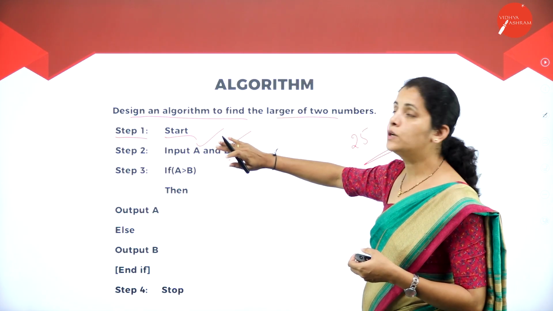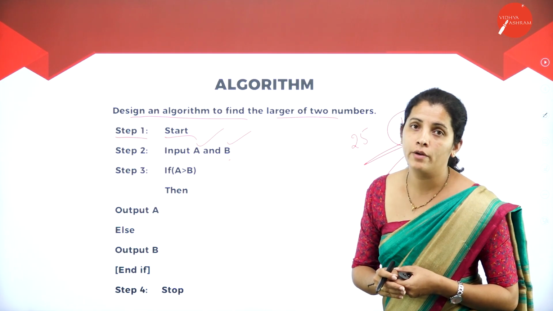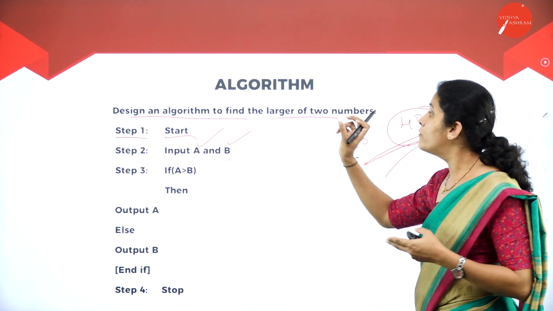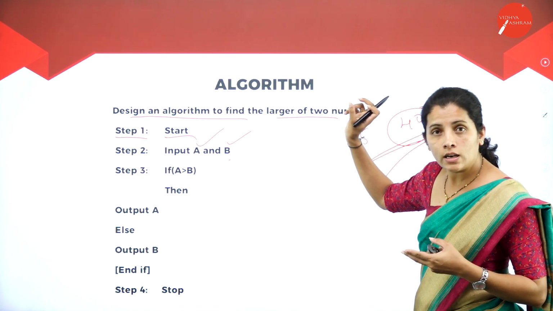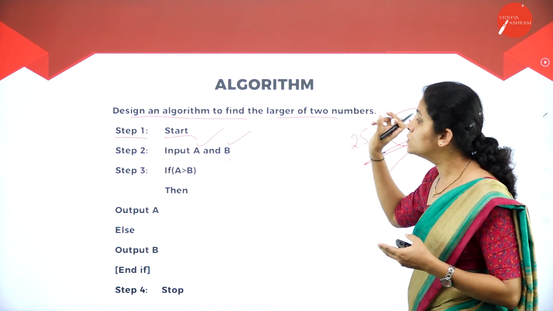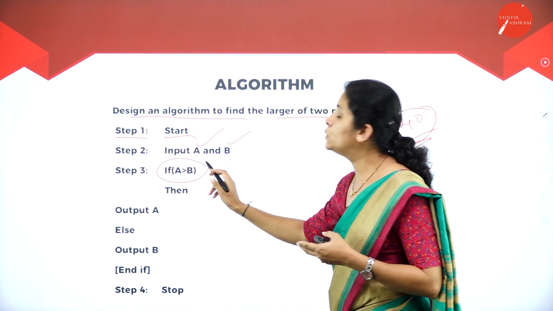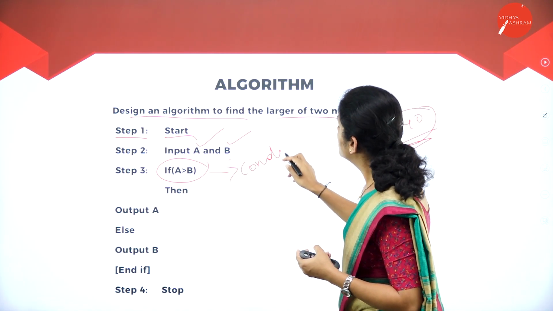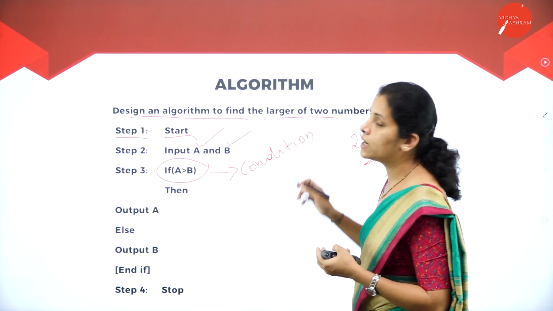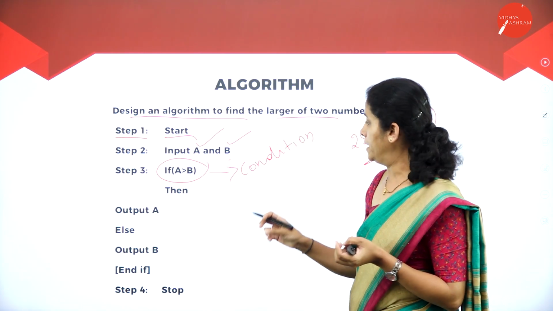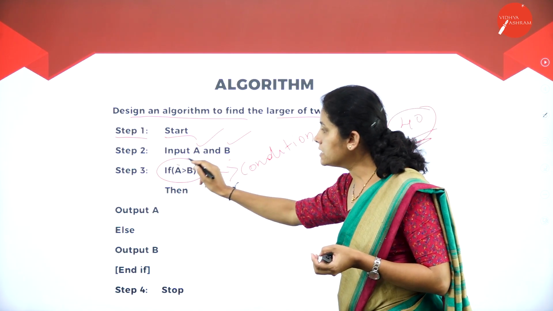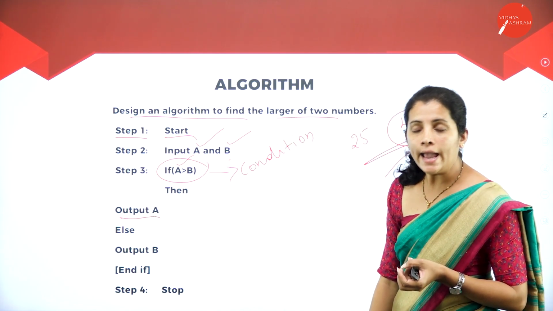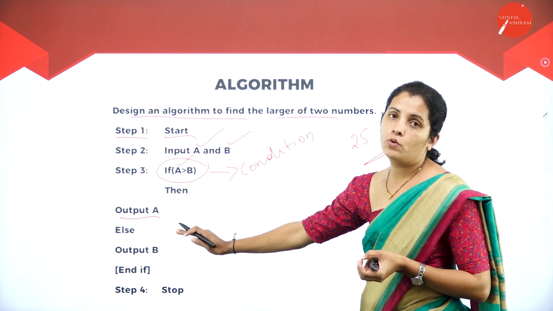Now after reading two input, what I want to perform? I want to compare both the values, because I want to find the largest or larger of two numbers. So I'm going to compare two numbers. So this is my condition. That means I'm going to compare A value with B. Then if A is greater, then I'm going to display A as it is. Else, what's the next option I'm going to have?